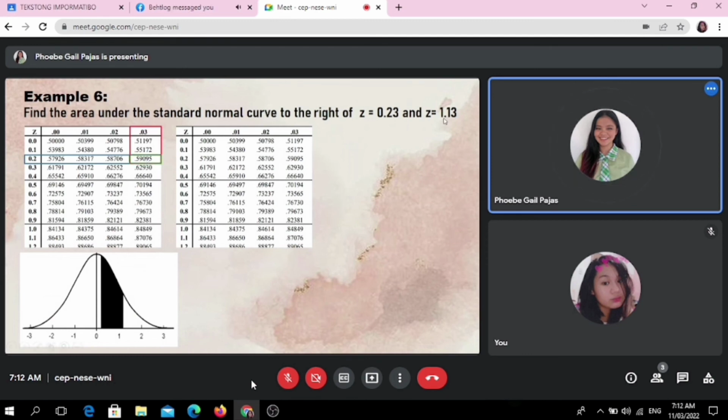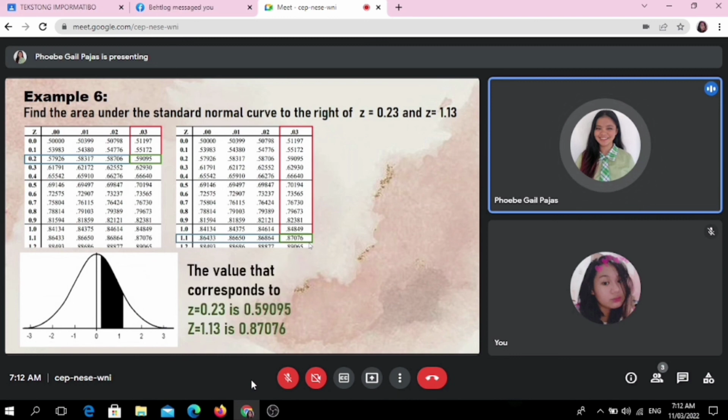0.59095. Then, hahanapin din natin yung value ng 1.13. So, may whole number tayo dito, which is 1. And the first decimal place is 1. Hahanapin natin dito yung 1.1. Then, yung last digit is 3. I-align natin dito kay 3. So, our intersection or the value of 1.13 is 0.87076.